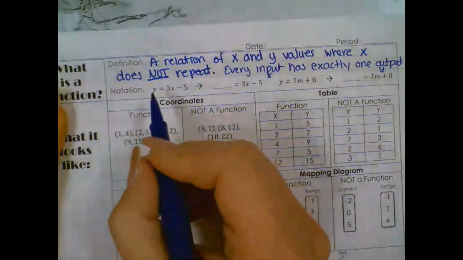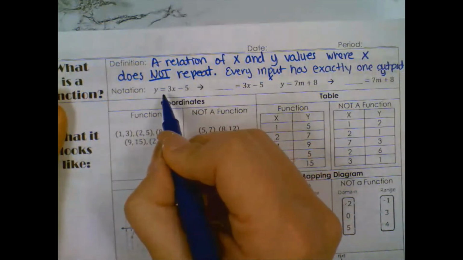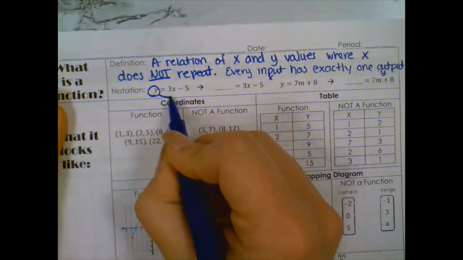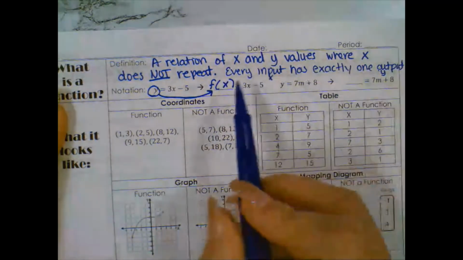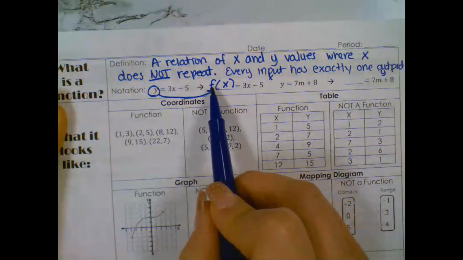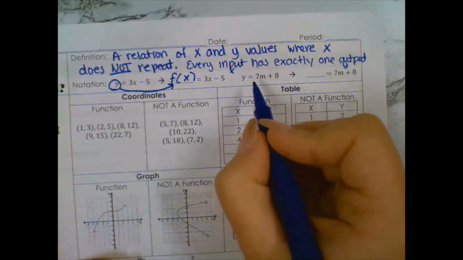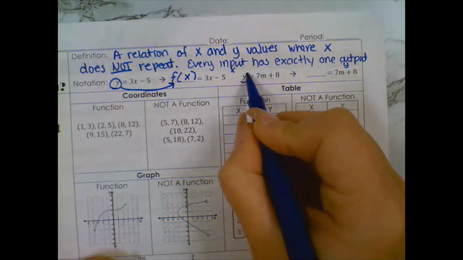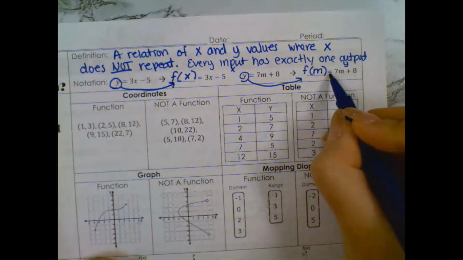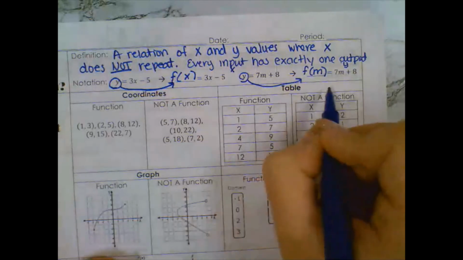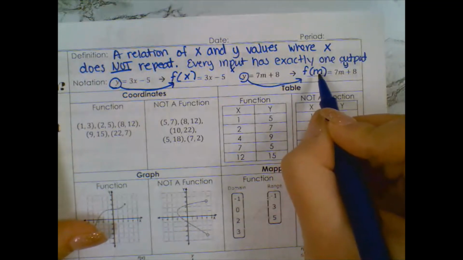Now, one thing we want to address is that function notation is written a little bit differently. Instead of y, we will always use the notation f of x. What that is saying is the function, we're calling this a function based on the variable x because x is the variable. For example, here it says y equals 7m plus 8. Function notation would say our function based on the variable m is 7m plus 8. So as we move forward, in functions, instead of writing the letter y, we use the function based on this variable.